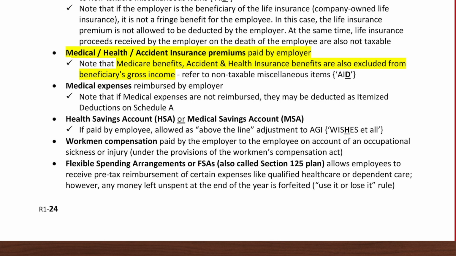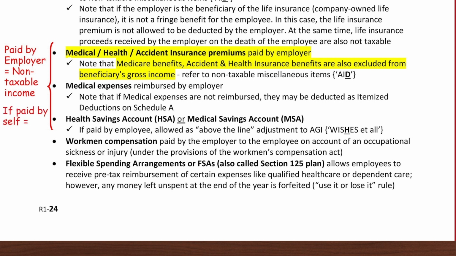Next, we have medical expenses reimbursed by the employer. We have health savings account or medical savings account by the employer. Put a bracket around medical expenses, health savings or medical savings account, and right there, paid by employer. For the employee, it is non-taxable income. But if paid by self, that means the employee pays for it by himself, it's a deductible expense.